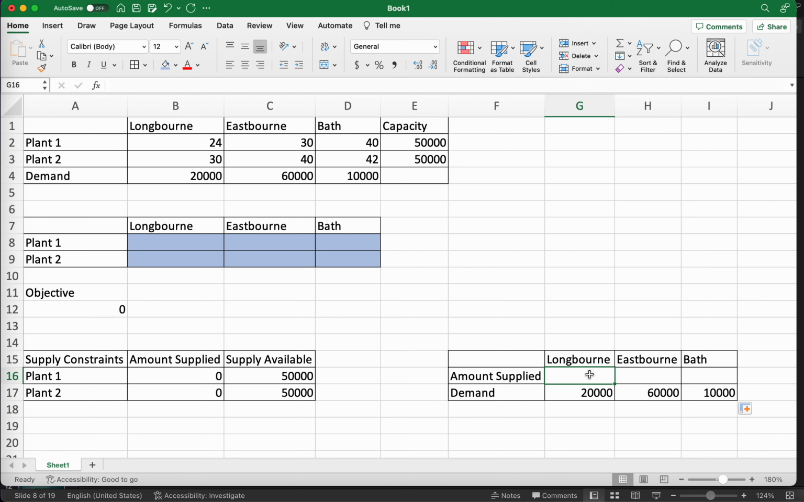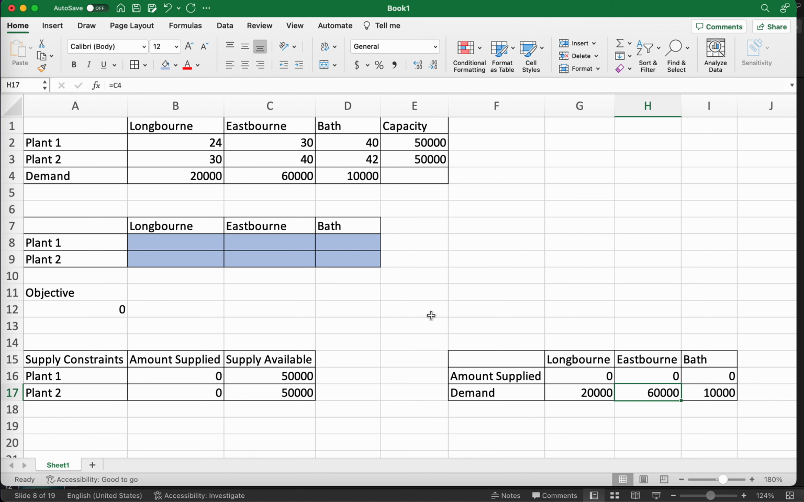The amount supplied to Longbourn is the sum of everything that comes from plant 1 and plant 2 into Longbourn. So just add up everything in this column, right? That's why I wrote this as columns, so I can just copy this formula out like that. This is everything supplied to Bath from both locations, and this is everything supplied to Eastbourne from both of the plant locations. That's it. So we have set everything up. What we'll do is we'll put this into something called the Solver.